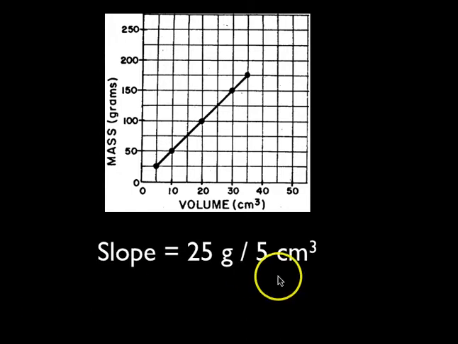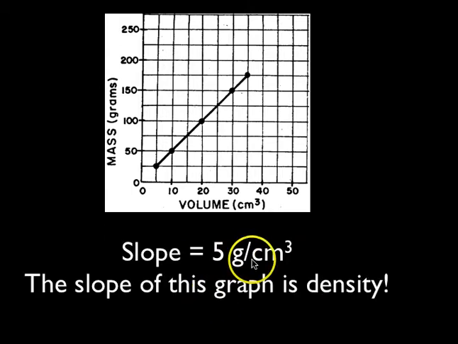So at 5 cubic centimeters, we can see now that setting up the slope of this is a division problem. This is 25 grams divided by 5 cubic centimeters. So our slope is 5 grams per cubic centimeter. But wait a minute, grams per cubic centimeter is a measure of density. The slope of this graph will actually tell you the density of the object. And that's not all we can use this graph for.